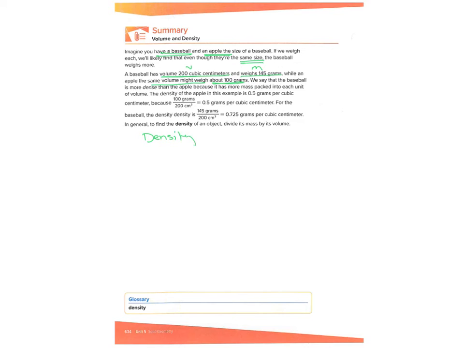Density equals mass divided by volume. So let's do our baseball density. Our baseball's mass was 145 grams divided by its volume, which was 200 cubic centimeters. When I do 145 divided by 200 on my calculator, I get 0.725, and my label is grams per centimeter cubed. That's a density label. That's how dense my baseball is.